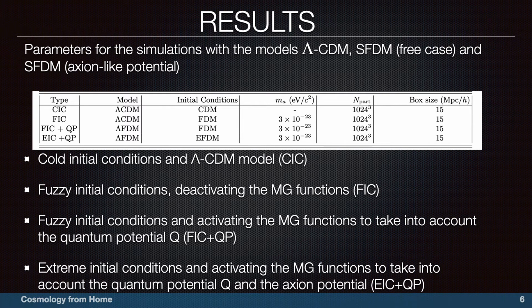The mass of the boson for these simulations is 10 to the minus 23 eV, even when this mass has been excluded from the observations. We use this parameter to enhance the effects of the quantum terms and as a proof of concept. The results of the simulations are these.